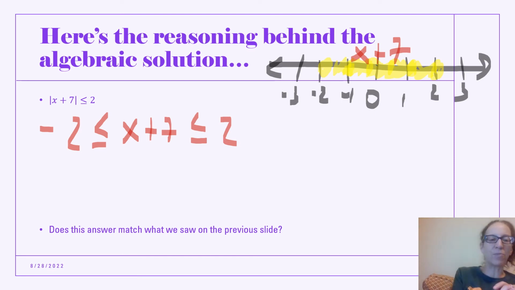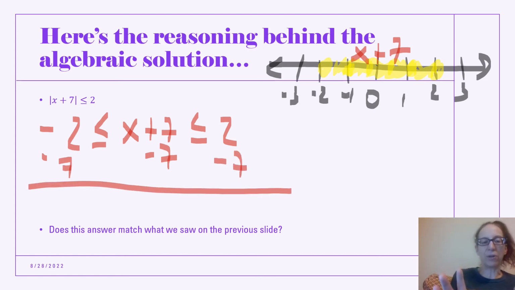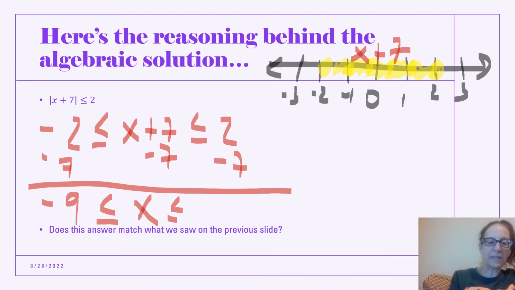So if you're going to subtract 7 to get the x by itself, you have to make sure you subtract 7 from the left and from the right. You just have to subtract it from everywhere to make sure that you're not throwing off your inequality. So -2 minus 7 is -9, 7 minus 7 is 0, isolates the x, and 2 minus 7 is -5.